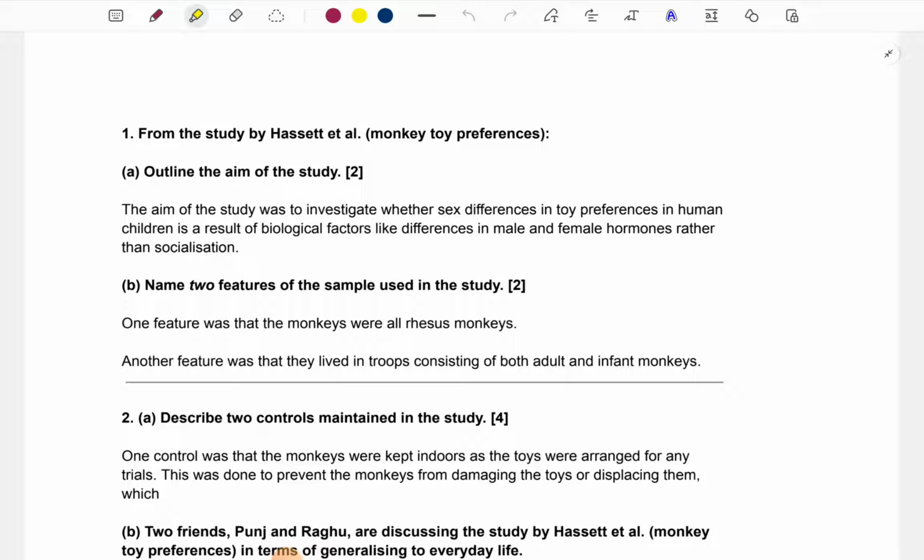In this class, I'm going to begin directly with the question answers, how we write the answers for the Hassett et al. study. Also, in this video, unlike the previous one, I will be focusing more on the content of the answers as well. Okay, so the first question that can come from this study is: outline the aim of the study.